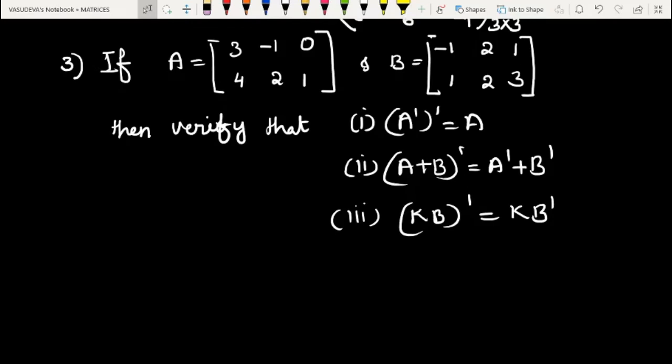If A is equal to the matrix [3, -1, 0; 4, 2, 1] and B is the matrix [-1, 2, 1; 1, 2, 3], then verify that the transpose of A transpose is equal to A, the transpose of A plus B is equal to A transpose plus B transpose, and the transpose of kB equals k into B transpose, where k is a constant or scalar.